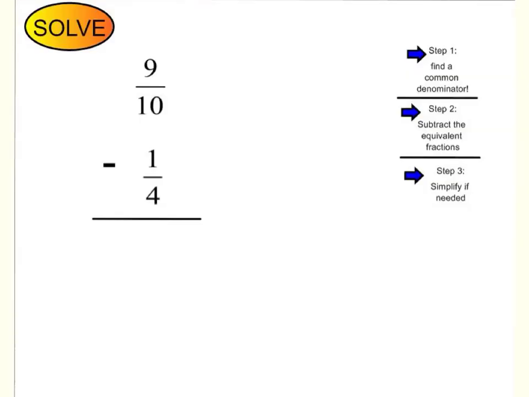Let's take a look at another problem. 9/10 minus 1/4. My denominators are not the same, so I have to find a common denominator. So the first thing I'll do is list my multiples of 10 and 4. I'm going to start with 4, and I'm going to use my knowledge of my multiples of 10 when I'm counting by 4 to know when to stop.